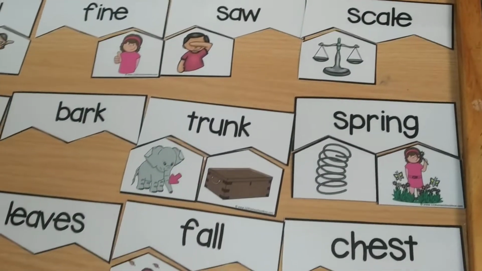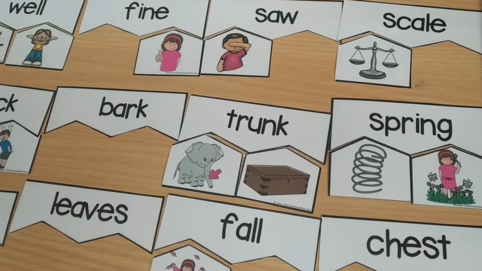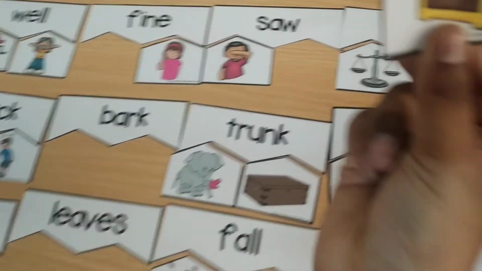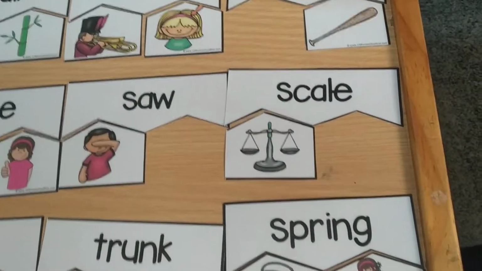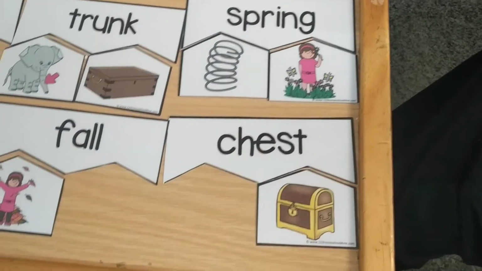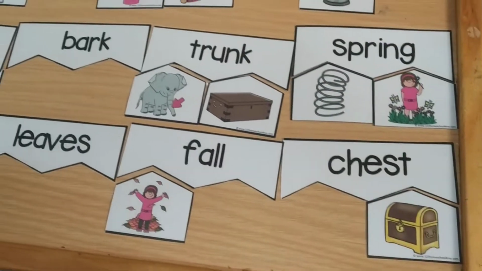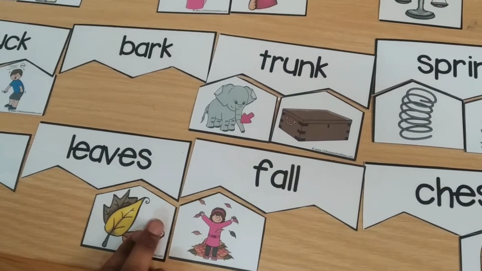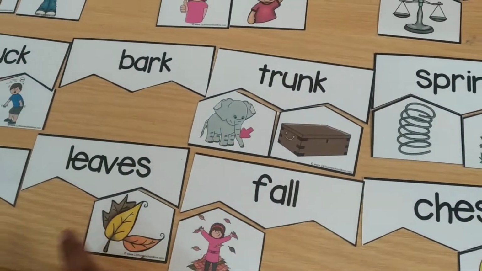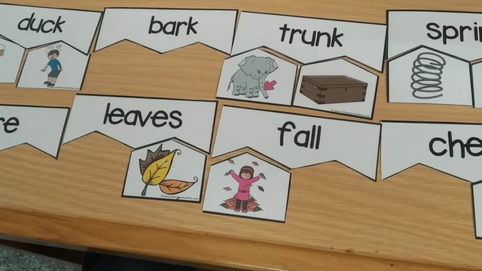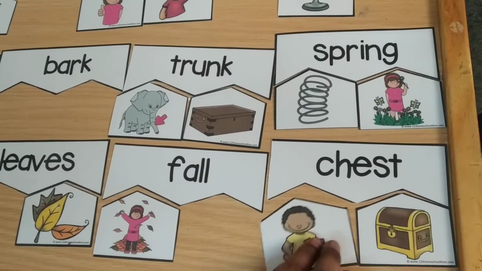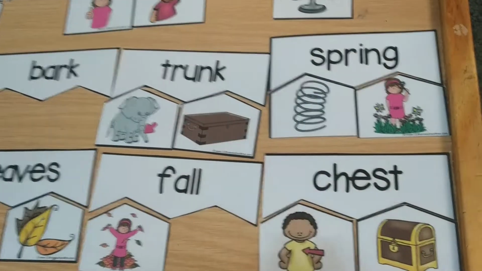Chest. Now tell me, what is chest? Box. That's a chest box. Okay, you keep all your treasure there, like money, jewels. Leaf. Okay, where is leaf? These are leaves. Many leaves are there. Chest. What is chest? Another chest? Body. It's in your body, yeah.